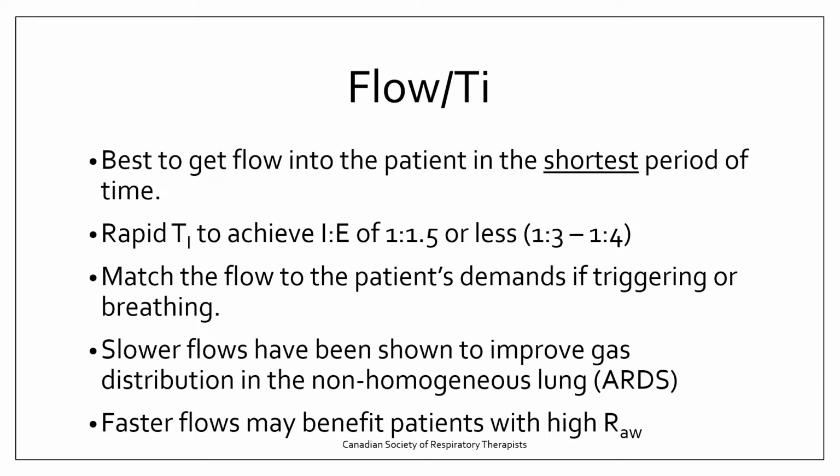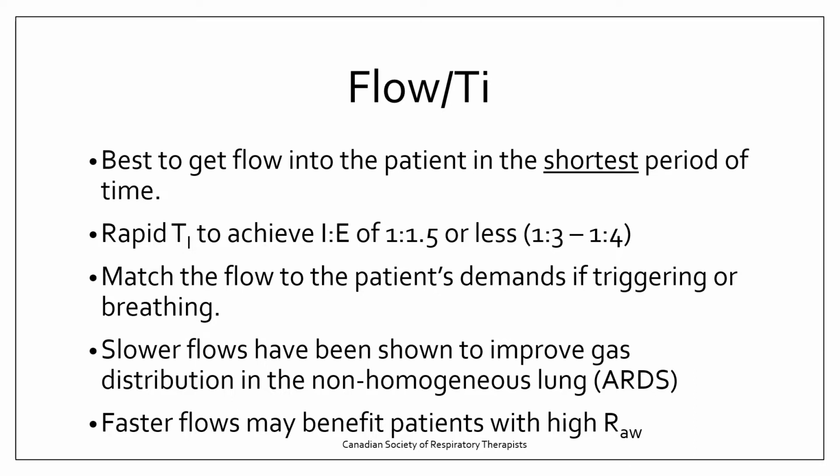Faster flows are associated with higher peak pressures and a bit poorer gas distribution, but it may be beneficial for patients who have increased airway resistance. They may like that higher flow to get the air in faster to help overcome the resistance. Slower flows have been shown to improve gas distribution in non-homogeneous lungs, so patients with ARDS. You do get lower peak pressures with lower flows, but they may also increase your mean airway pressure, and a lower flow may lead to air trapping.